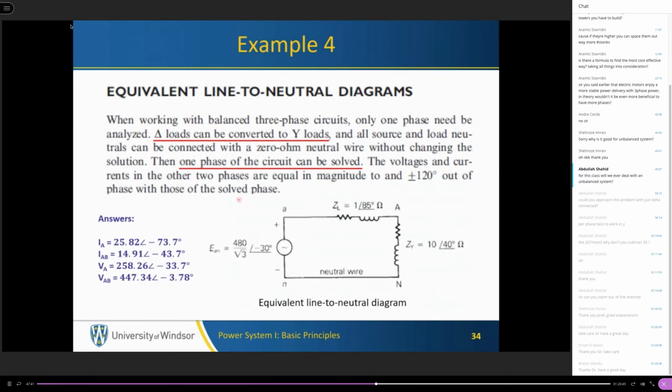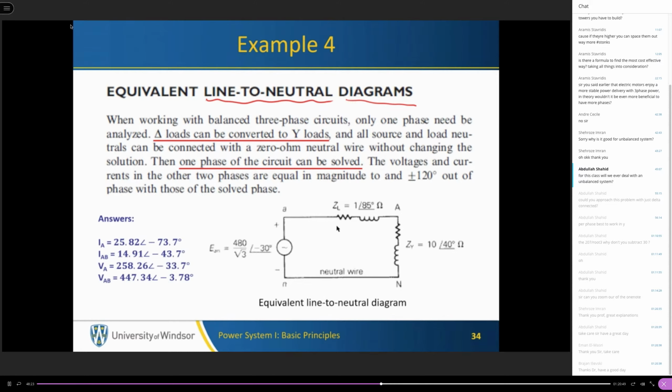So the first step is to get an equivalent line to neutral diagram, because this is a balanced three-phase system. So we can solve the circuit from the perspective of phase A only, and then after we get voltages and currents for phase A, if needed, we can get the equivalent voltages and currents in the other phases, phases B and C. This is called the per phase analysis. One phase is enough. It is a good representative of the other phases.